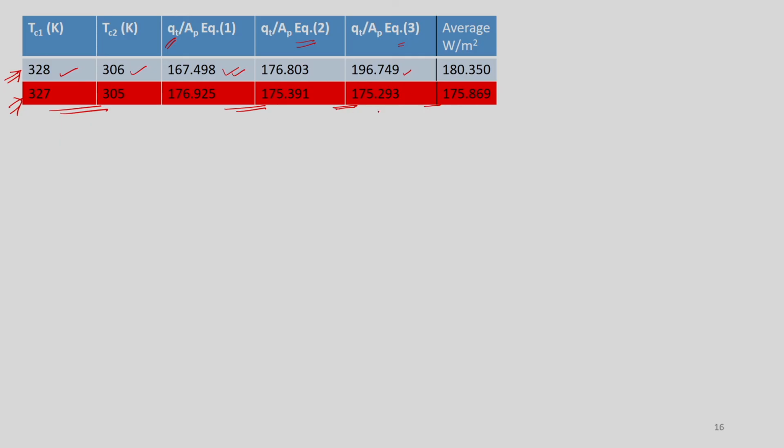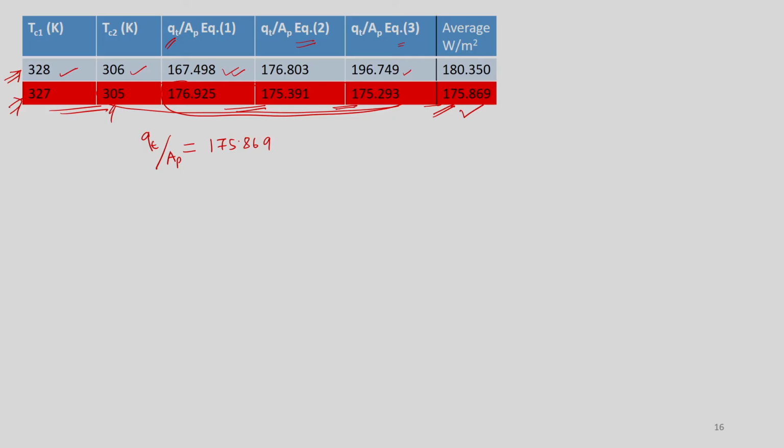So, what can we do? We can take the average of these three results. Okay. If we take the average, then what we will get is 175.869. Okay. So, this value we can take for calculation of QT by AP. Okay. So, this QT by AP will be 175.869. Okay. This will be in watt per meter square, right.